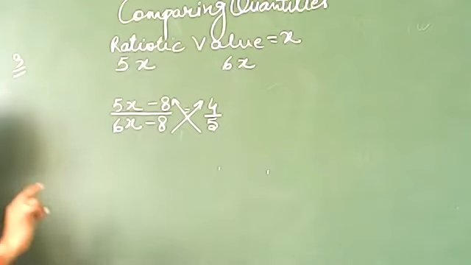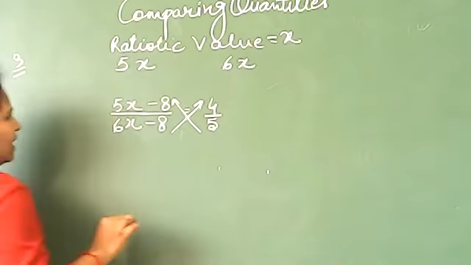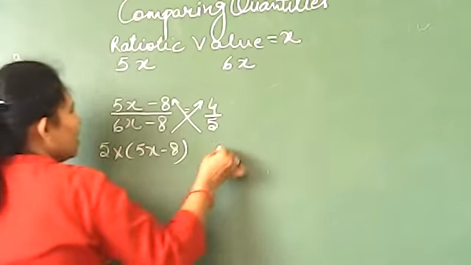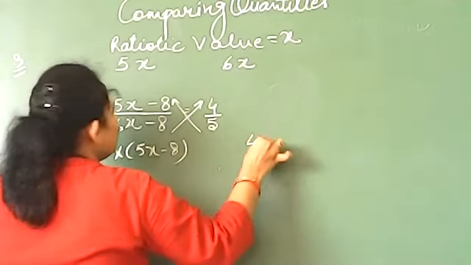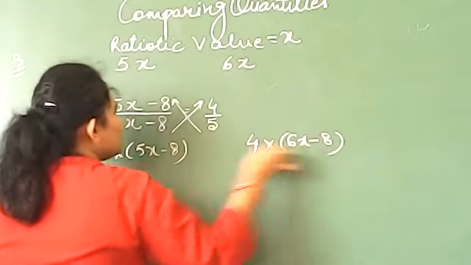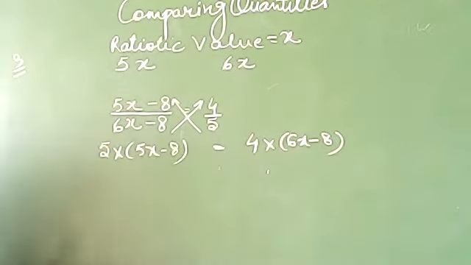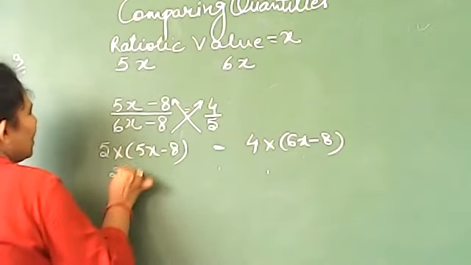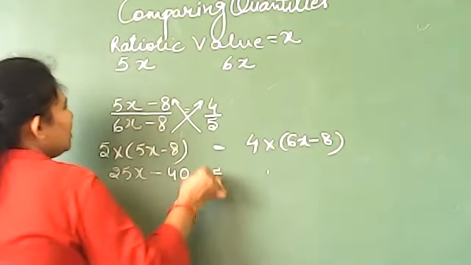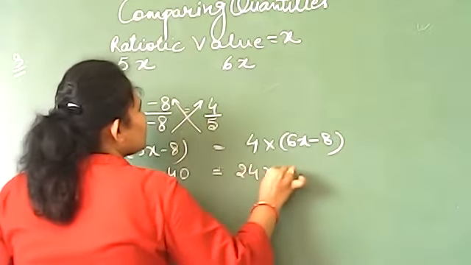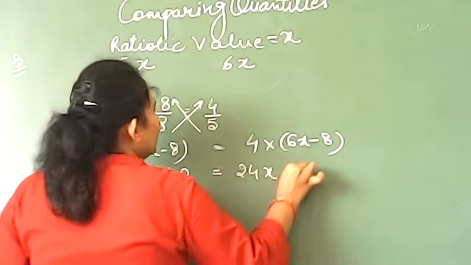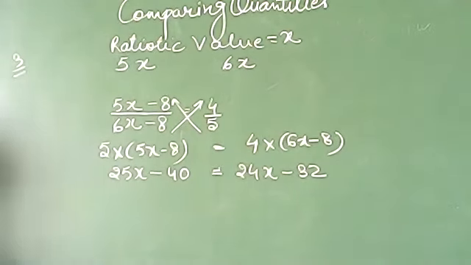Once again revising what the cross multiplication method is. This one will go in multiplication with this, and this one will go in multiplication with this. It means the number will become like this, and here the number will become like this. Now in between you have an equal sign, so here also we will have an equal sign. Now let's multiply this. It will give you 25x, 5 8s are 40, 6 4s are 24x, 8 4s are 32.